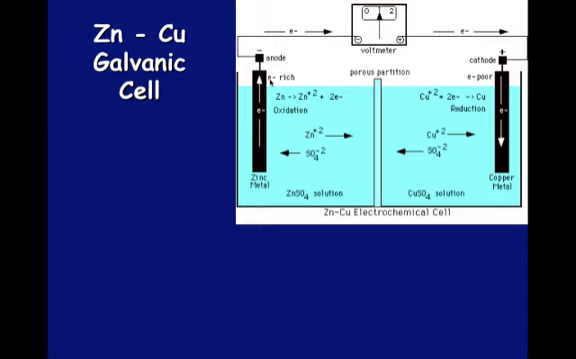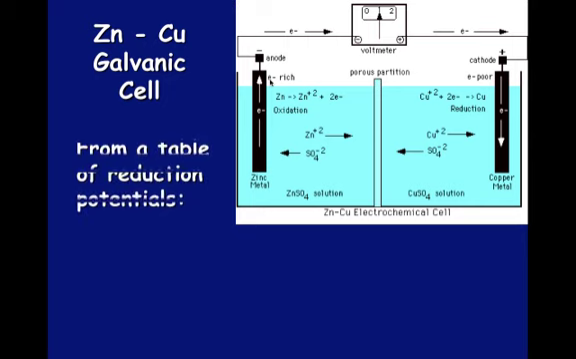One thing to note here, when a battery is quote-unquote dead, this process has reached equilibrium. So the cell potential will be 0. Again, when a battery is dead and the process stops, it has reached equilibrium and the cell potential is 0.